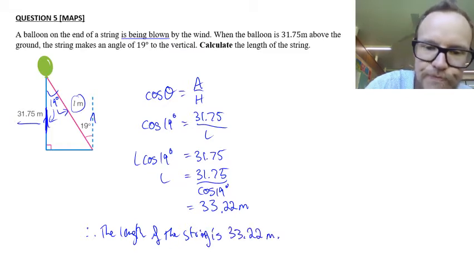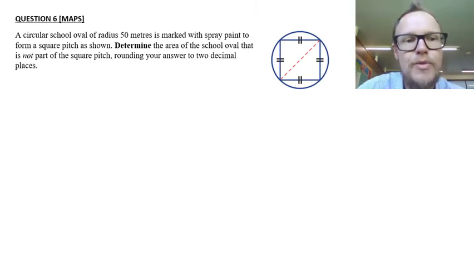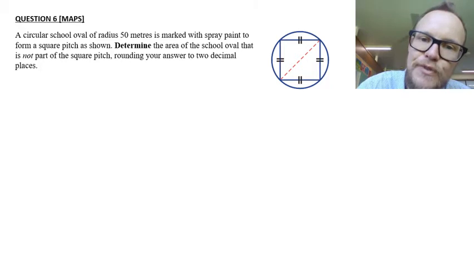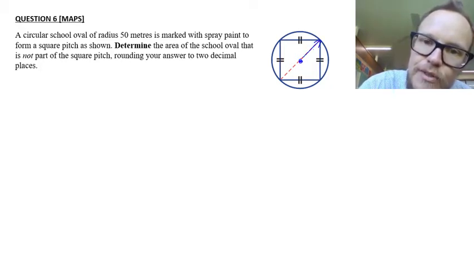33.22 meters. Next question, we've got our circular oval of radius 50 meters. So the radius is 50 meters. That means the distance from here to here is 50 meters.